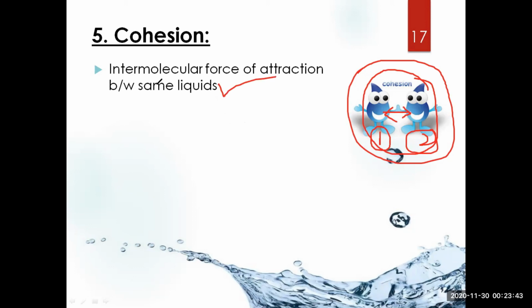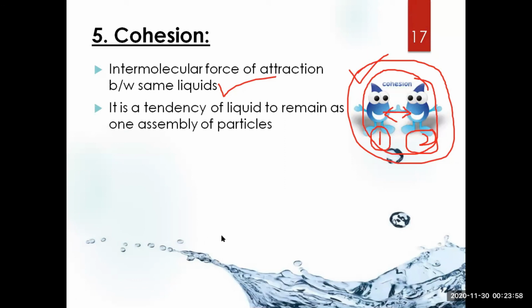Cohesion is a property of a fluid where the intermolecular force of attraction is between the same liquids. What is the property or characteristic of cohesion? It is a tendency of liquid to remain as one assembly of particles. It makes all the liquid particles assemble as one unit. That is the main tendency of this cohesive property.